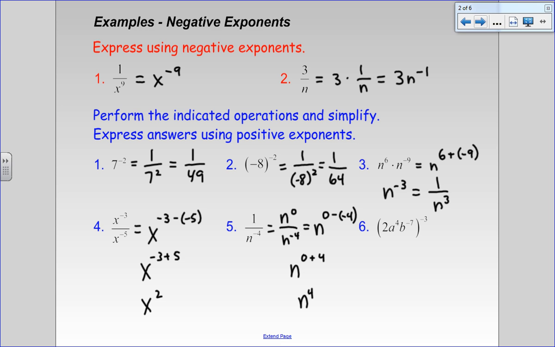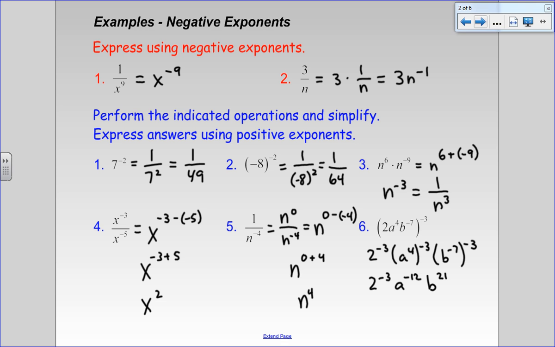Finally, in problem 6, we have a product raised to the power of negative 3. So we can take each factor and raise it to that power of negative 3. Thus we have 2 to the negative 3 times a to the 4th to the negative 3 times b to the negative 7th to the negative 3. Applying the power rule, we now have a to the negative 12th power, since we multiply 4 times negative 3, and b to the positive 21st power, since we multiply negative 7 times negative 3.